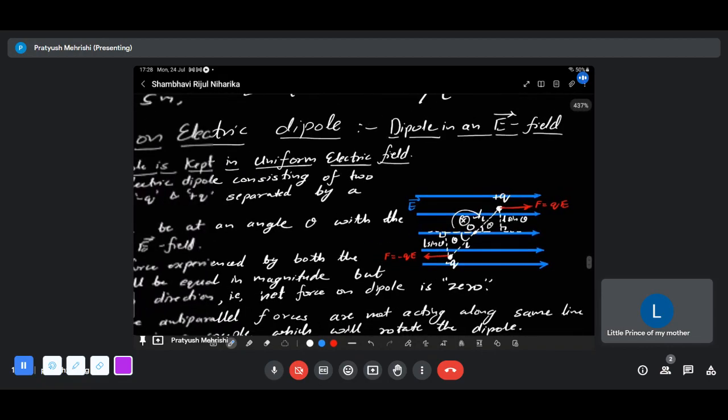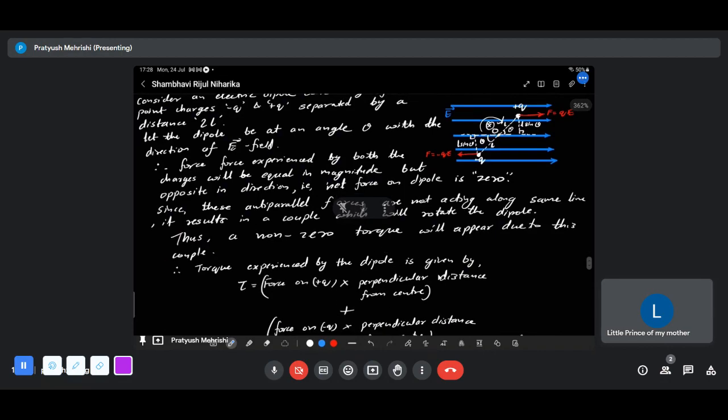We have the perpendicular distances also, sir, and we have the force. So we can calculate easily the torque. Torque experienced by the dipole is force on any one charge, either charge. So force on plus q charge multiplied by perpendicular distance from the center.